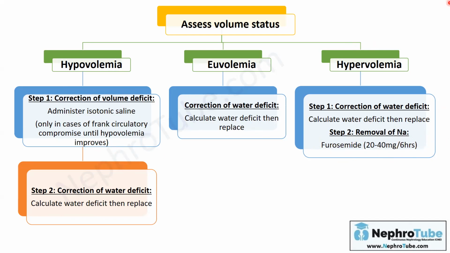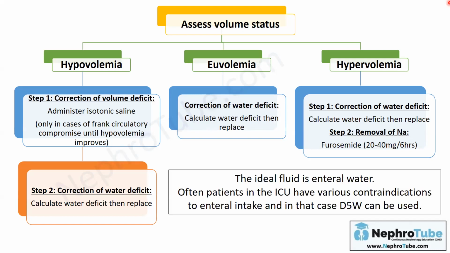So what is the answer to what is the best replacement fluid? Actually, it is pure water, enteral water. But if the patient has a contraindication to water intake, or the patient can't drink, whatever the cause, you can use dextrose 5% water, or even, in some references, you can use half normal saline. So this is the best ideal fluid for replacement.